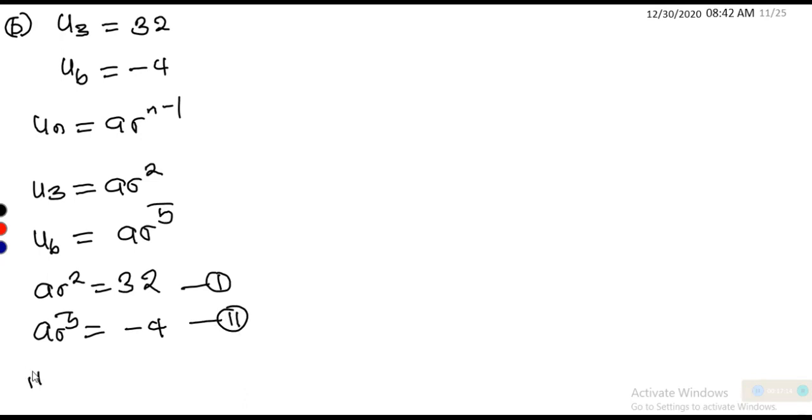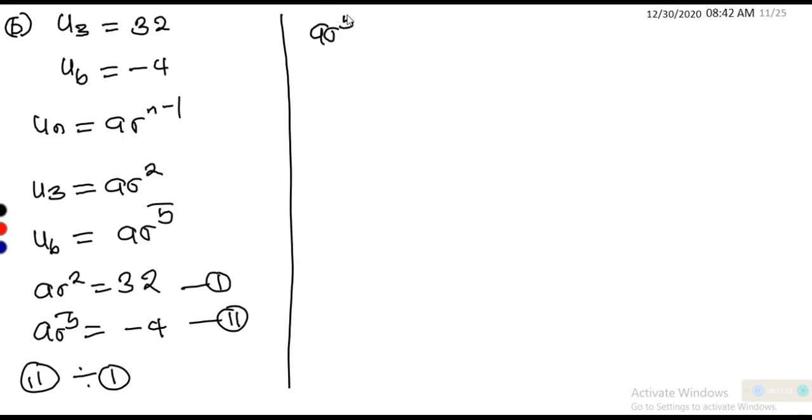Then we can divide equation 2 by equation 1. Then we have AR to the 5 all over AR squared equals minus 4 over 32. So this will give us R cubed equals minus 1 over 8.